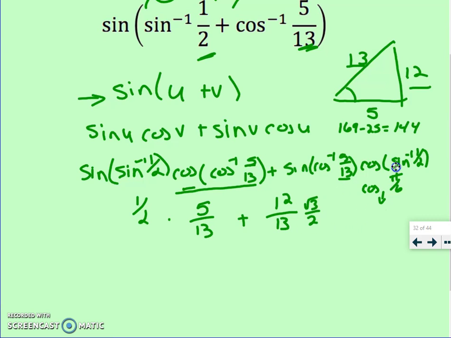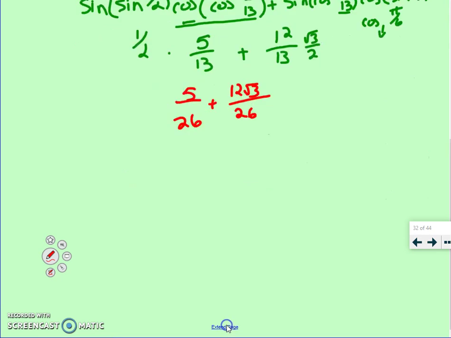Okay, so now we multiply across the top, we get 5 over 26 plus 12 square roots of 3 over 26. Or we can just combine them into one big fraction that ends up being 5 plus 12 times the square root of 3 over 26.